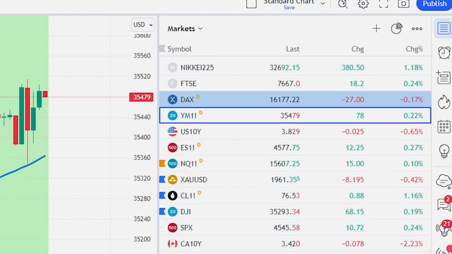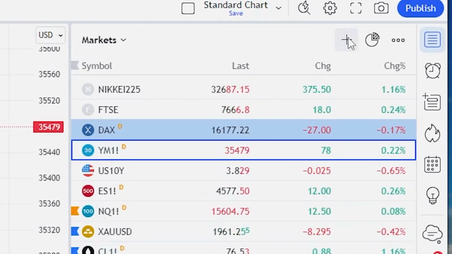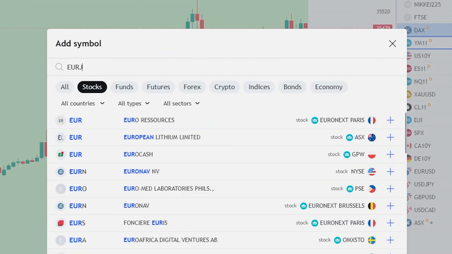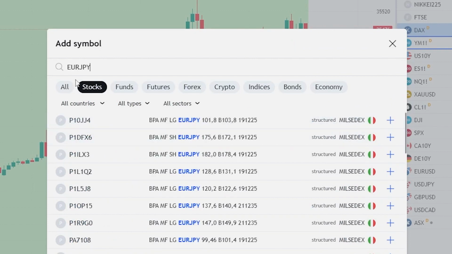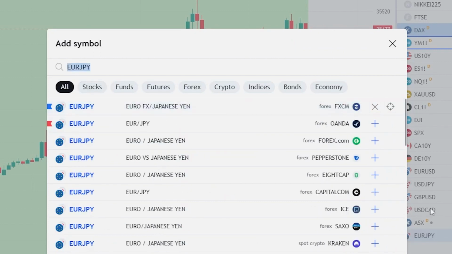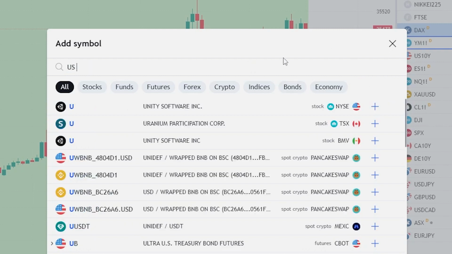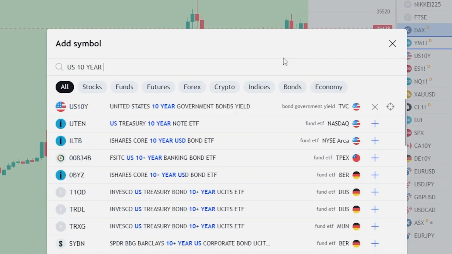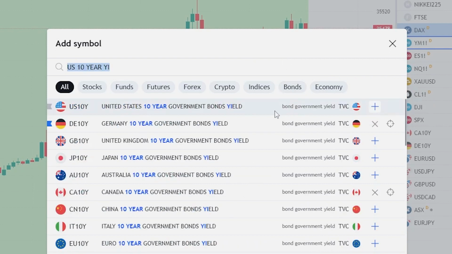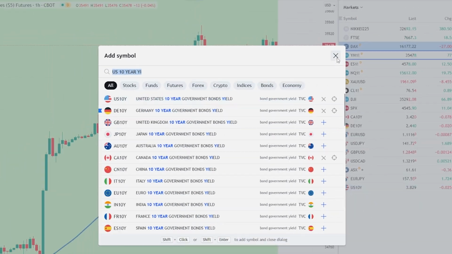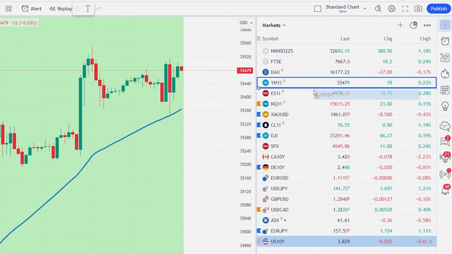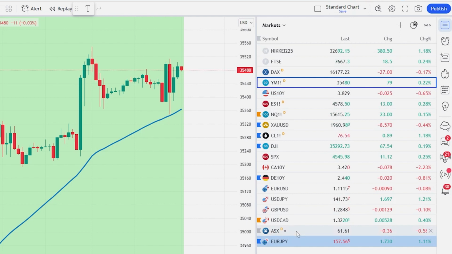Or you can also add other currency instruments, like let's say we want to add Euro Yen. You can add Euro Yen to your watch list. I would also encourage you to add the bond yields of other countries. We already have the US 10-year yield, but you can search the same thing for every other country, and that would add it to your watch list. So you want to build your own watch list, and you want that watch list to give you information on how other markets are doing.